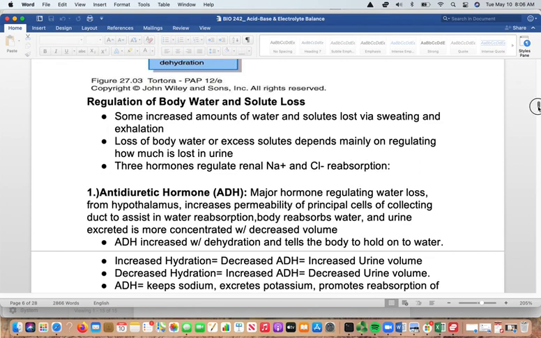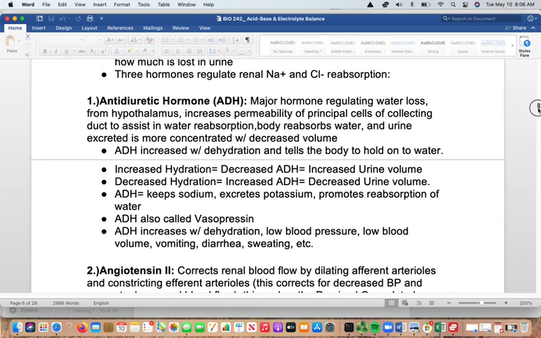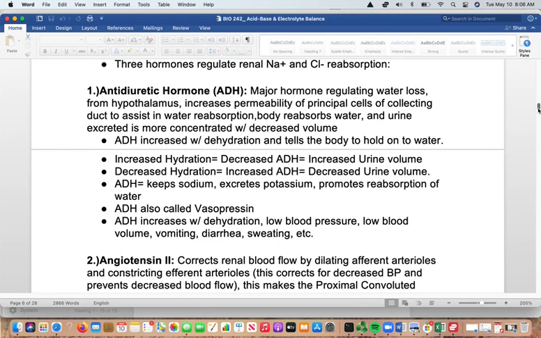So some hormones in here, ADH or antidiuretic hormone, also known as vasopressin, is the main hormone that regulates water loss from the hypothalamus. So it's produced in the hypothalamus, released through the posterior pituitary. It's going to alter the permeability of the principal cells in the collecting duct so that you'll reabsorb more water, and the urine will become more concentrated to decrease the urine volume. So if you increase hydration, you decrease ADH and increase urine volume. If you decrease hydration, there's increased ADH, decrease in urine volume.